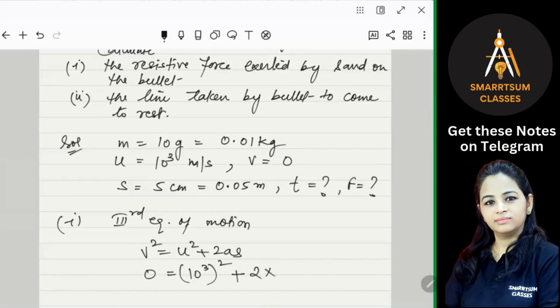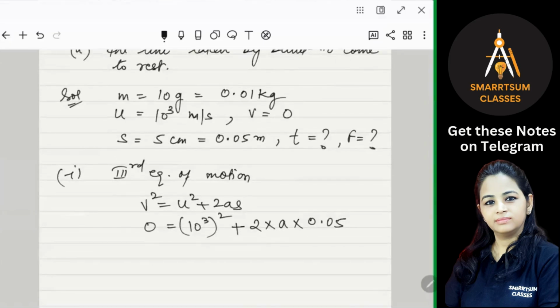Plus 2 into A into S. S is what? 5 centimeter. That is 0.05 meters, right? Okay. So A will become 0 minus 10 to the power 3 whole square upon 2 into 0.05. Getting that? So this is 10 to the power 6, and 2 into 0.05 will become 0.1, right?